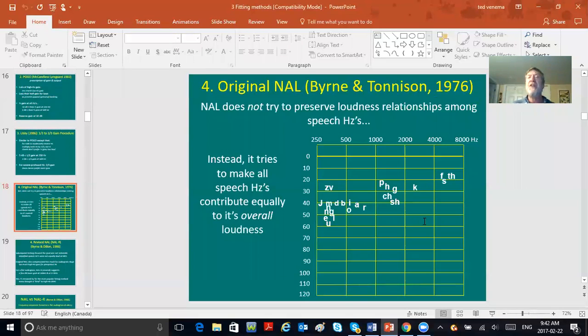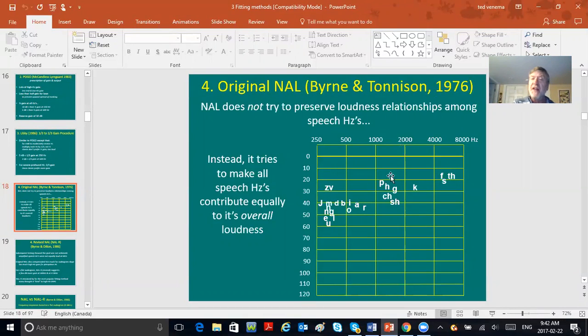And then we get to NAL. And now we're going to focus on NAL, because that's a very popular fitting method and still is used today. Only it's a compression-based method today. So the original NAL, look at your speech sounds on the audiogram. Notice how the vowels are louder and lower. And as you get to these high-frequency unvoiced consonants, those are softer and higher.